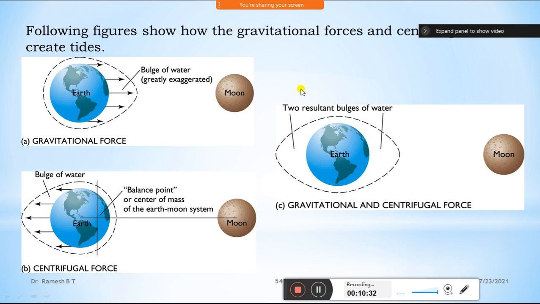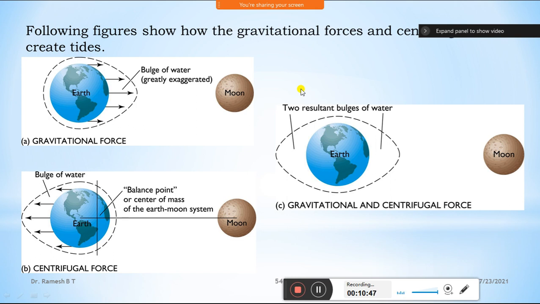Hence the range is not constant, and it varies during the 29.5 day lunar month. The lunar month is nearly 30 days, but here they take an average of 29.5 days.